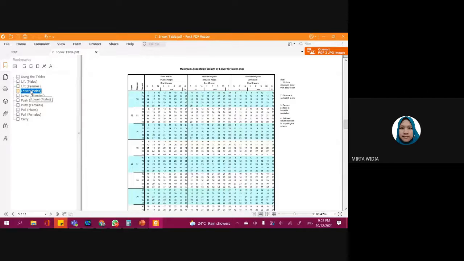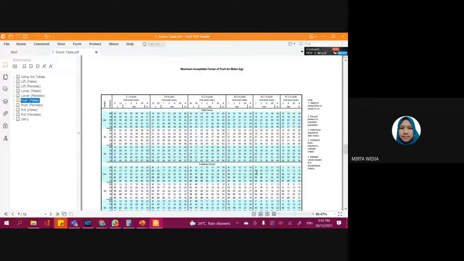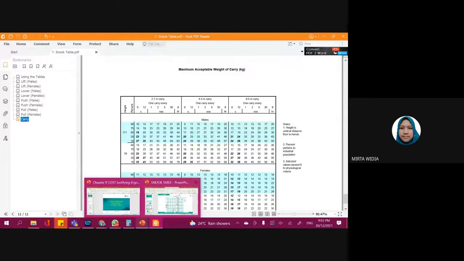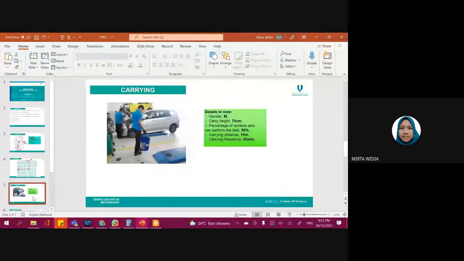Lowering male, this is the table. This is for lowering for females. Push, this is for push male, push female, pull male, pull female, and also carrying. So a different table for each activity. Now this is the second example, which is carrying.